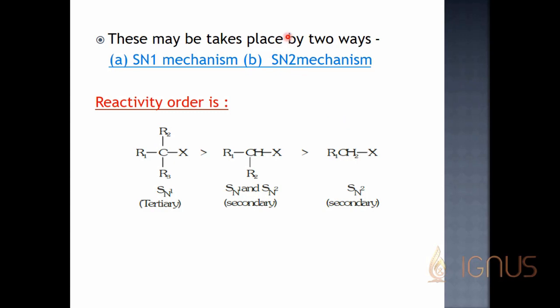There are two types of nucleophilic substitutions: the SN1 mechanism and the SN2 mechanism. For both, the reactivity order is tertiary greater than secondary, and secondary greater than primary. Remember, tertiary always undergoes SN1 reaction, and secondary can undergo both SN1 as well as SN2, but primary will always undergo SN2. Tertiary is SN1, primary is SN2, and secondary can undergo both reactions.